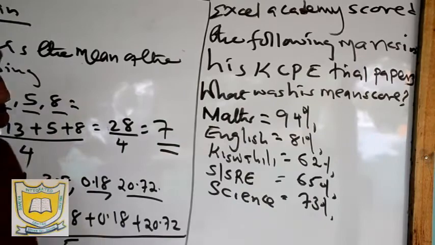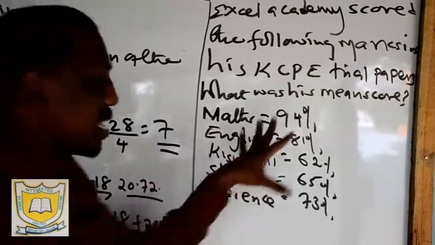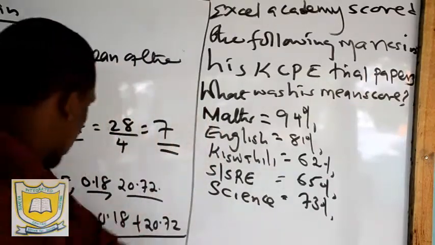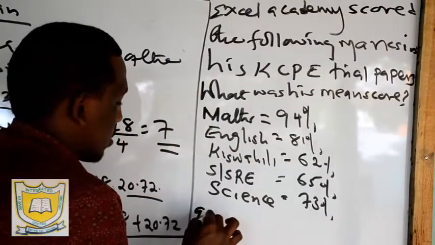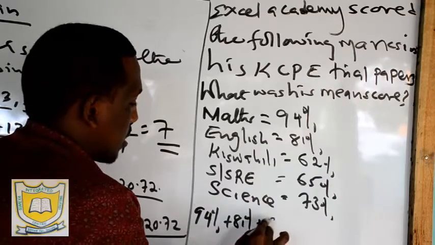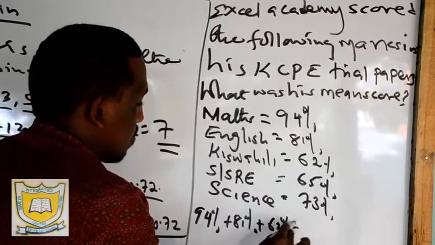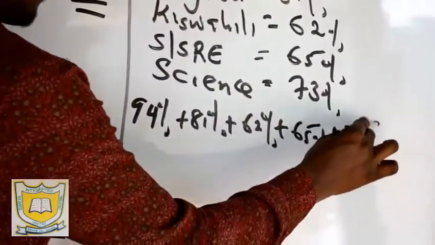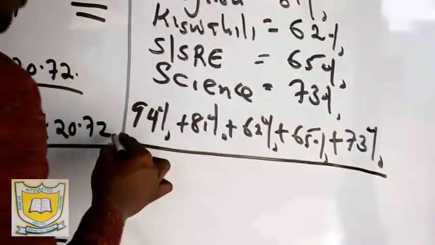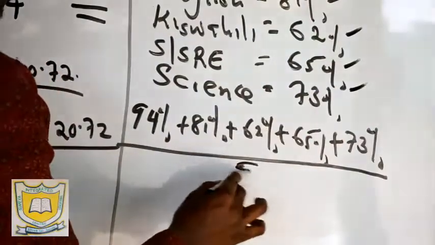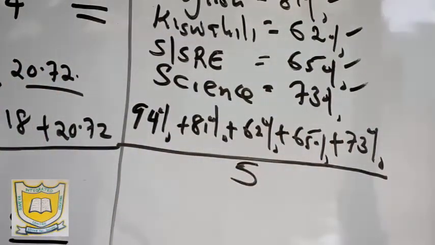To get the mean score of these subjects, as I said earlier, you add. So let's add his marks now. His marks will be 94% plus 81% plus 62% plus 65% plus 73%. So all over how many subjects? 1, 2, 3, 4, 5 subjects, divided by 5. That's how we find it. So let us add now.